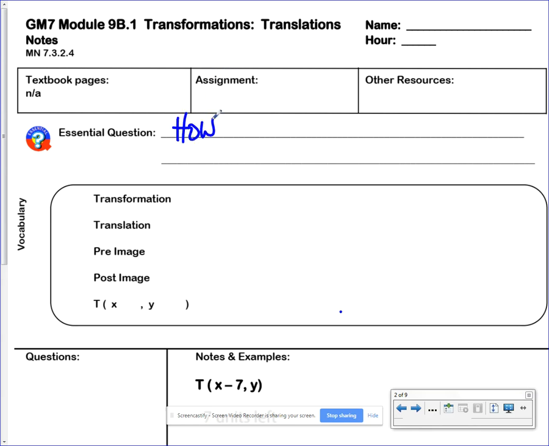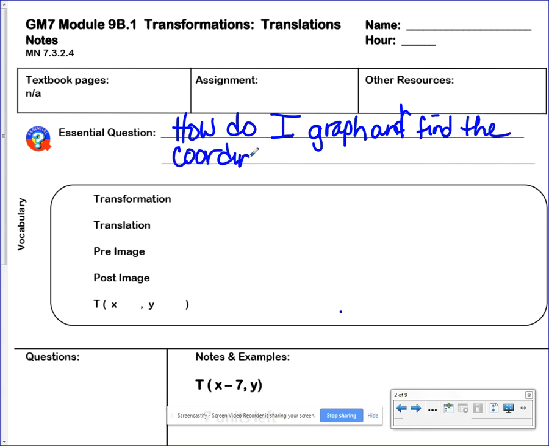So first, let's get your essential question taken care of. How do I graph and find the coordinates of a translation?